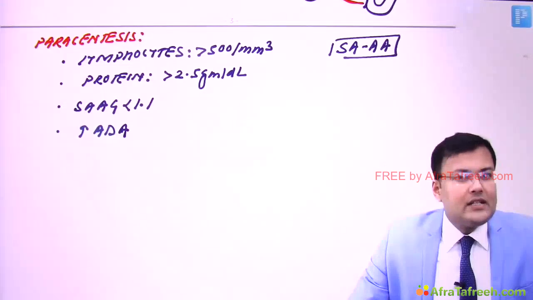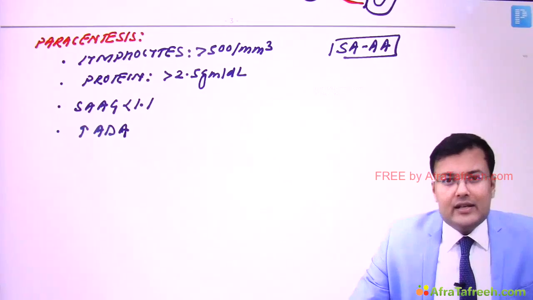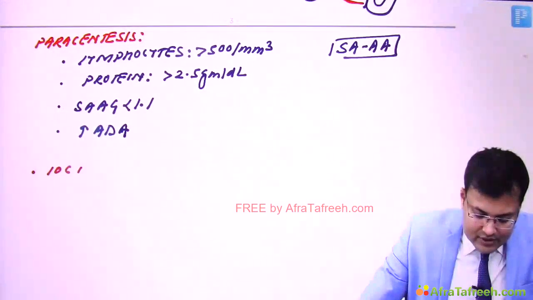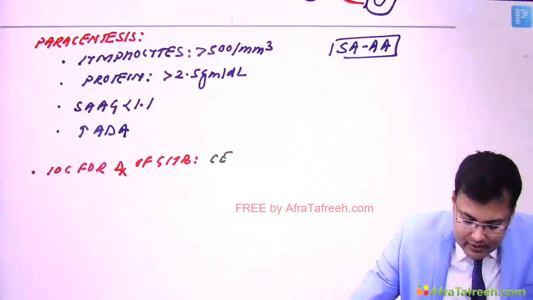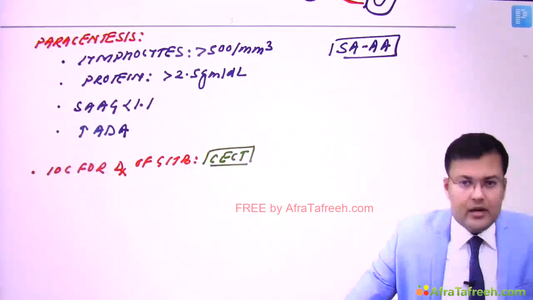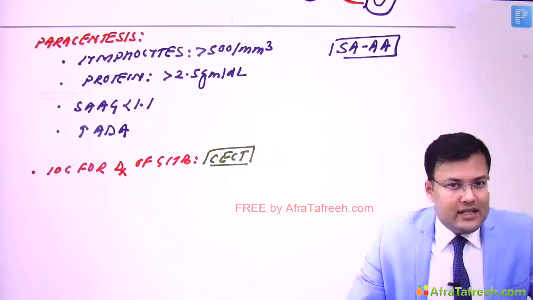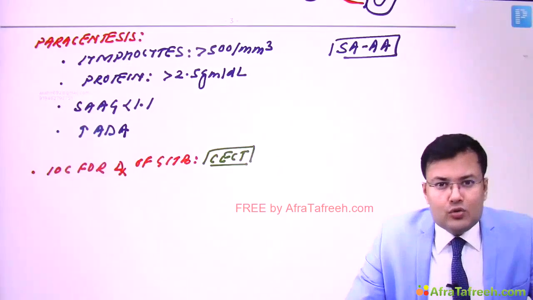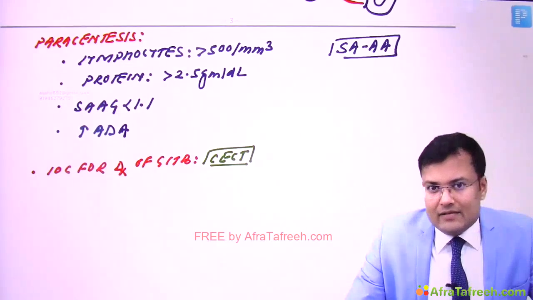By the way, what is the investigation of choice for diagnosis of GI tuberculosis? Yes, it is CECT. So you have to remember that the investigation of choice for diagnosis of GI tuberculosis is CECT. Very important point. If you have seen the PGI Chandigarh paper, almost every year in that exam there was one question related to barium meal follow through findings of GI tuberculosis. So it's very important, asked in both surgery as well as radiology.